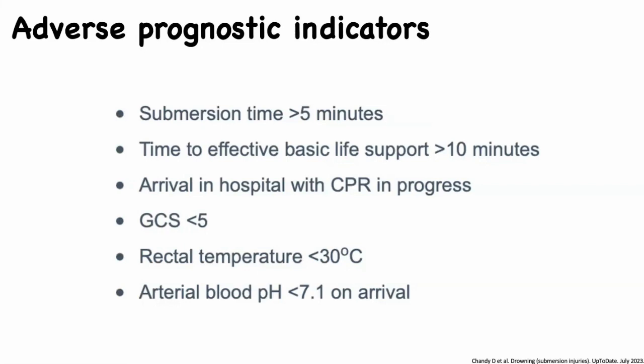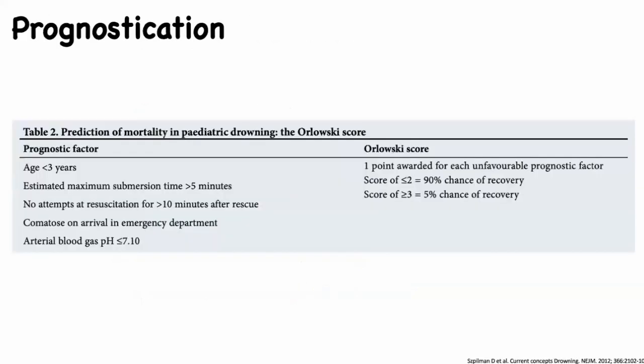If you're already having CPR in progress when you arrive at hospital, if the GCS or AVPU is very low, the core temperature is less than 30, or there's significant acidosis on arrival with a pH of less than 7.1, these patients are going to do worse and very well might not recover. They very well might stay in cardiac arrest and demise, or if they came in alive, they very well might demise. So just bear these things in mind if you are exposed to a drowning case.